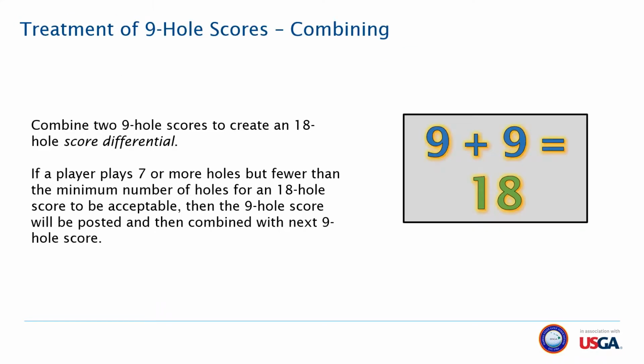So for the treatment of 9-hole scores and combining, so the combining of 2 9-hole scores to create an 18-hole score differential. If a player plays 7 or more holes but fewer than the minimum number of holes for an 18-hole score to be acceptable, then the 9-hole score will be posted and then combined with the next 9-hole score. So this process doesn't present a change for golfers in the United States. The one thing to note is that the 9-hole scores are combined in the order that they're received. So it uses the next available 9-hole score to combine to create an 18-hole score differential.